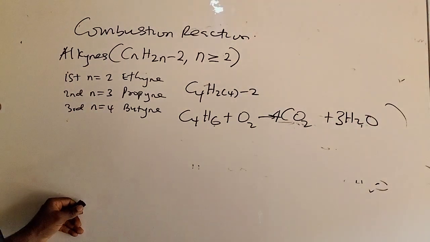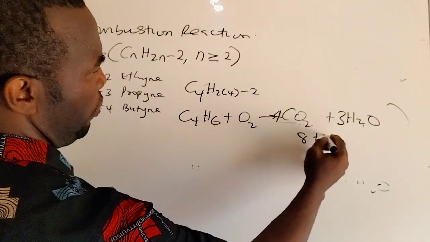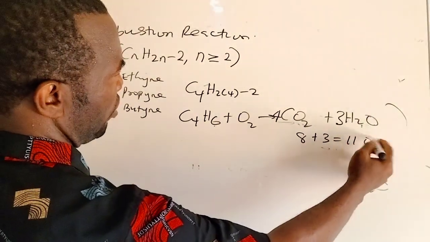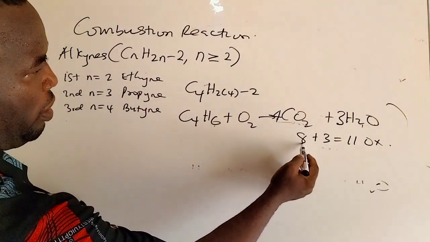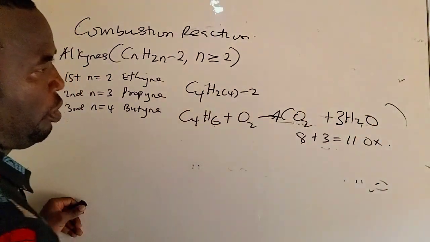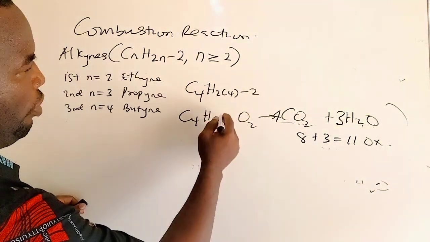Then look at the oxygen. 4 times 2 here is 8. 3 times 1 is 3. 8 plus 3 is 11 oxygen atoms. So let's repeat it. 4 times 2 is 8, 3 times 1 is 3, that is 11. So 11 is not a multiple of 2, so 2 cannot divide 11 without a remainder.